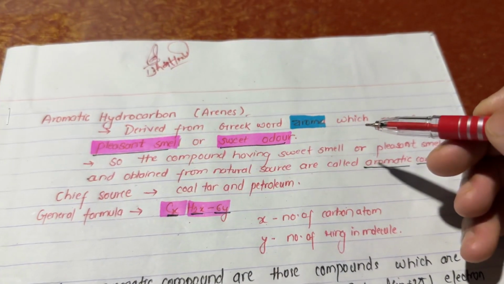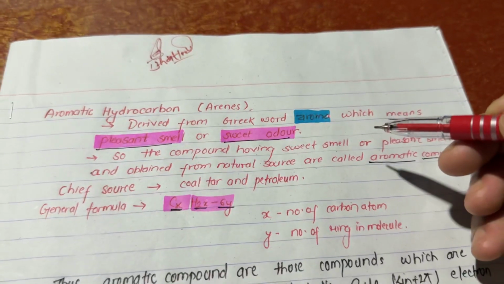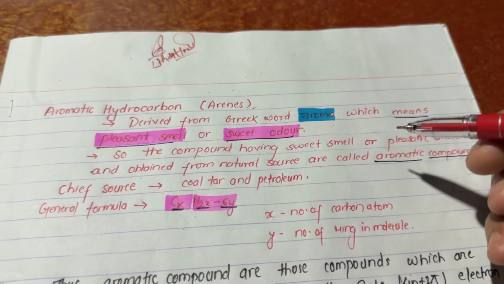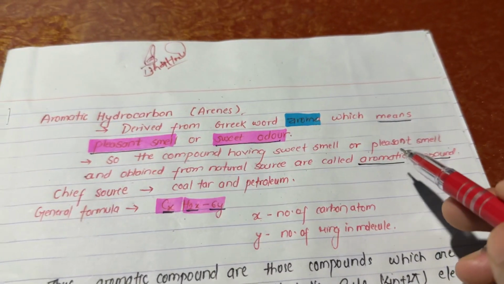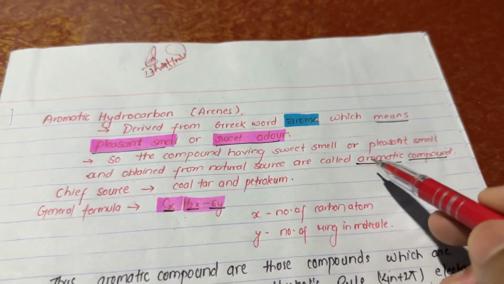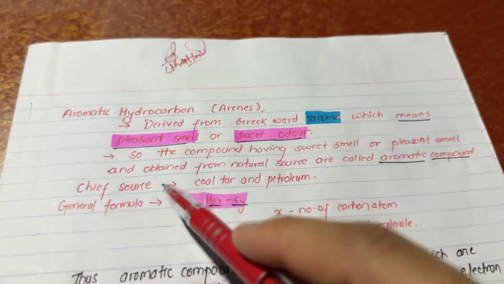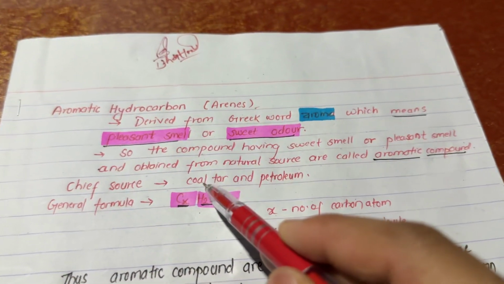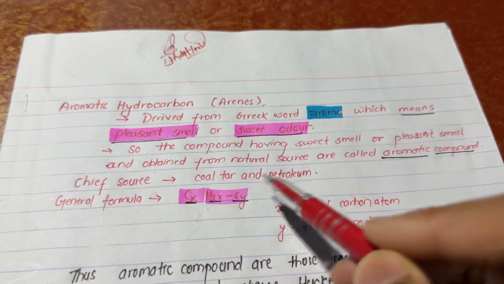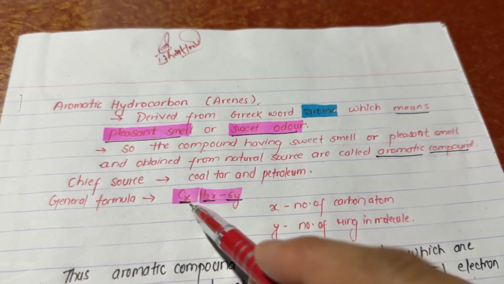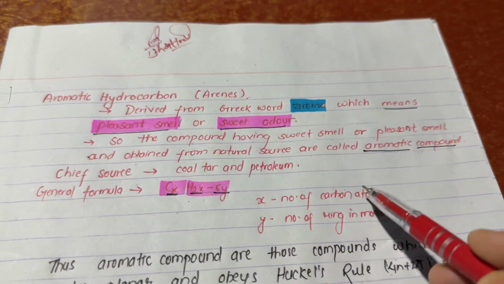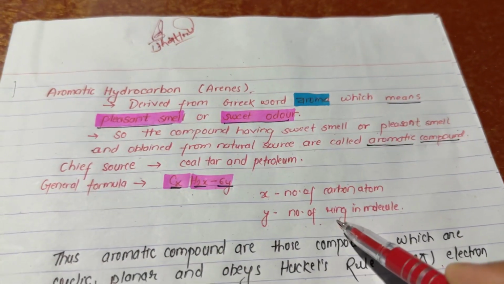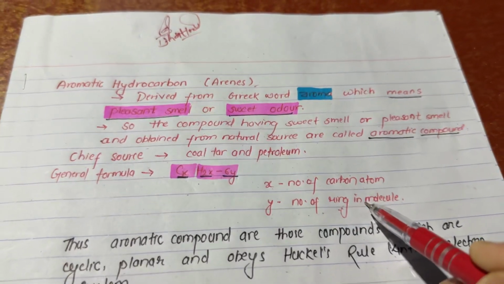So the word aromatic is derived from the word aroma, which means pleasant smell or sweet smell. So the compound having sweet smell or pleasant smell and obtained from natural source are called aromatic compound. The chief source of aromatic compound is coal tar and petroleum product. General formula for aromatic compound is CxH2x-6y, where x is the number of carbon atoms, y is the number of rings in the molecule.